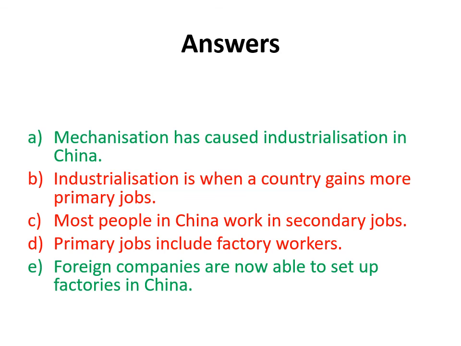And D, primary jobs include factory workers. No, they do not. Secondary jobs include factory workers, or you could have changed it to say primary jobs include farmers, miners, loggers, fisherwomen. Don't know what the word is for that. There we go. Hopefully that all makes sense.